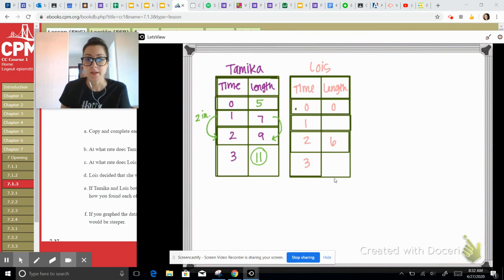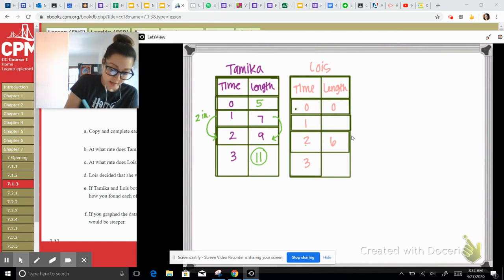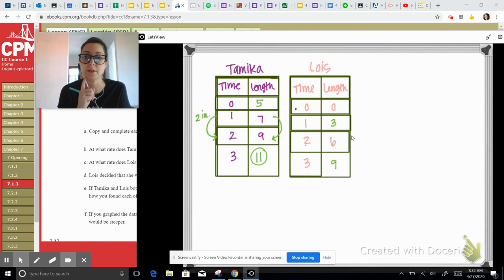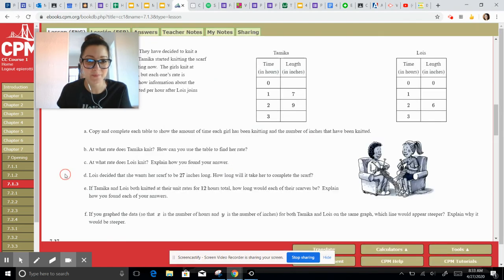For Lois, hers is simple. We can use the same method that we did with the cars and say 6 divided by 2 gives us 3. So that means that Lois's unit rate is 3 inches per hour. And that one's a little bit simpler. Okay, so I hope that kind of makes sense. If not, go back and maybe hear me explain it one more time.